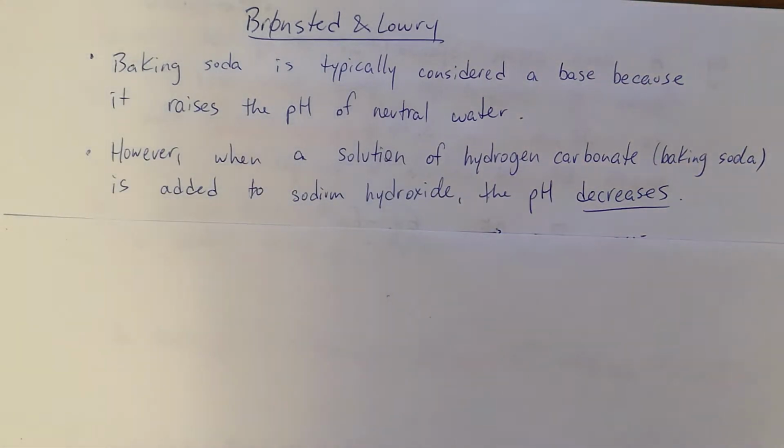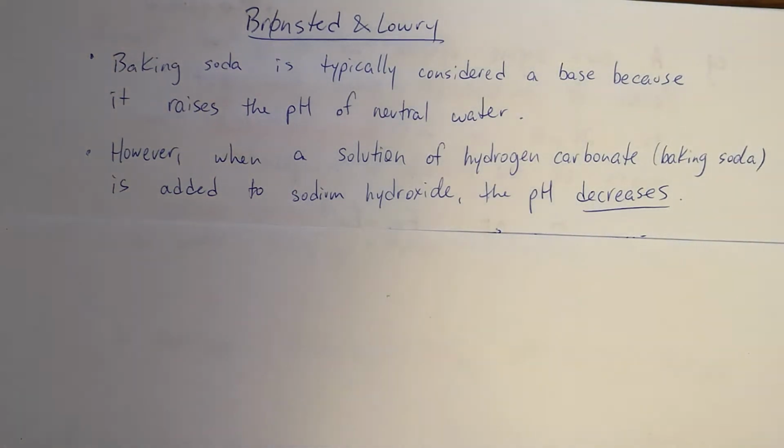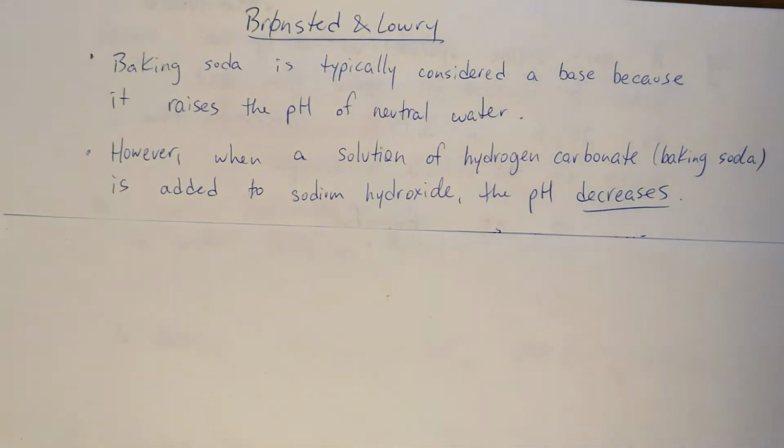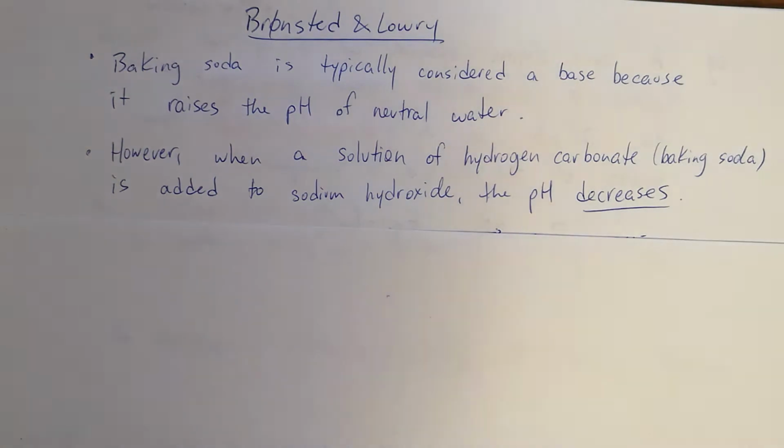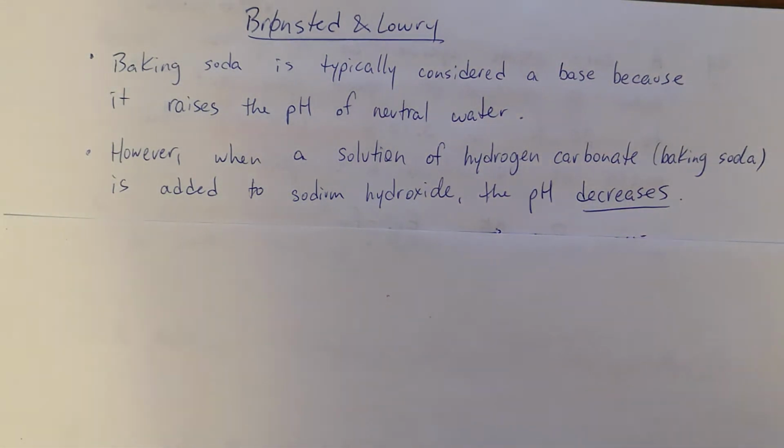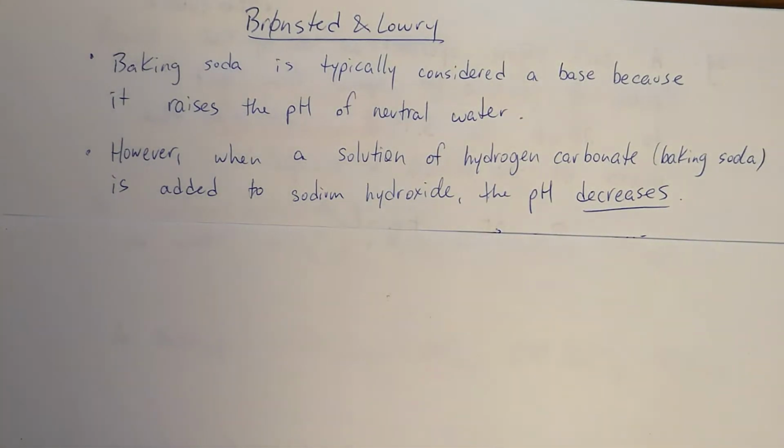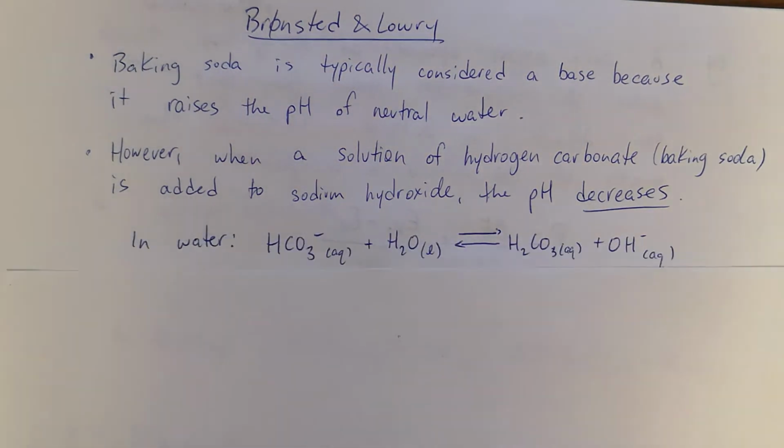If you then take that basic solution of hydrogen carbonate, which is the active ingredient in baking soda, and add it to sodium hydroxide, you find in drain cleaner, the pH will actually go down. So hydrogen carbonate can act as an acid when it's added to hydroxide. Okay, so it acts as a base with water, but an acid with hydroxide. What on earth is going on?